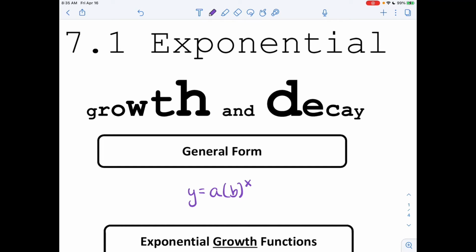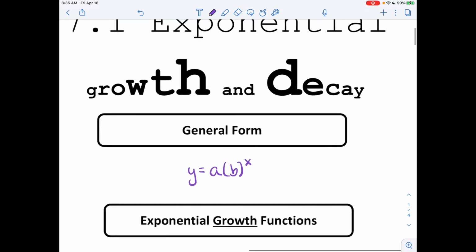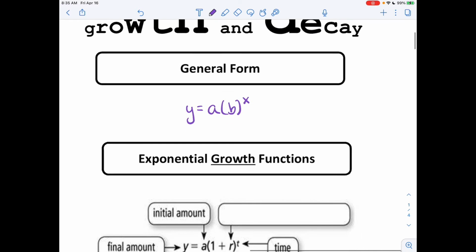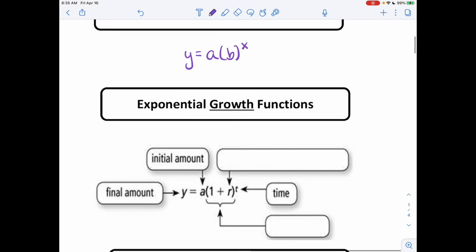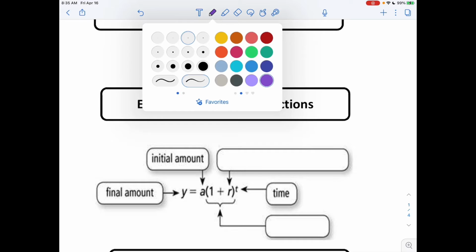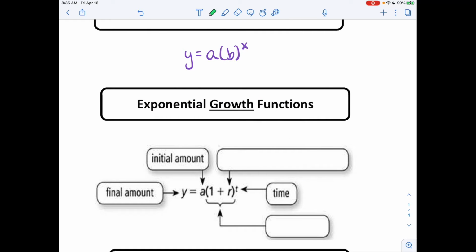So now let's take a look at a couple of specific forms of this function that we're going to use. One is for exponential growth. So that means that something is growing very, very quickly. And so for that equation, we expand on this b value right here, and we say that b is equal to 1 plus r, where r is our rate.